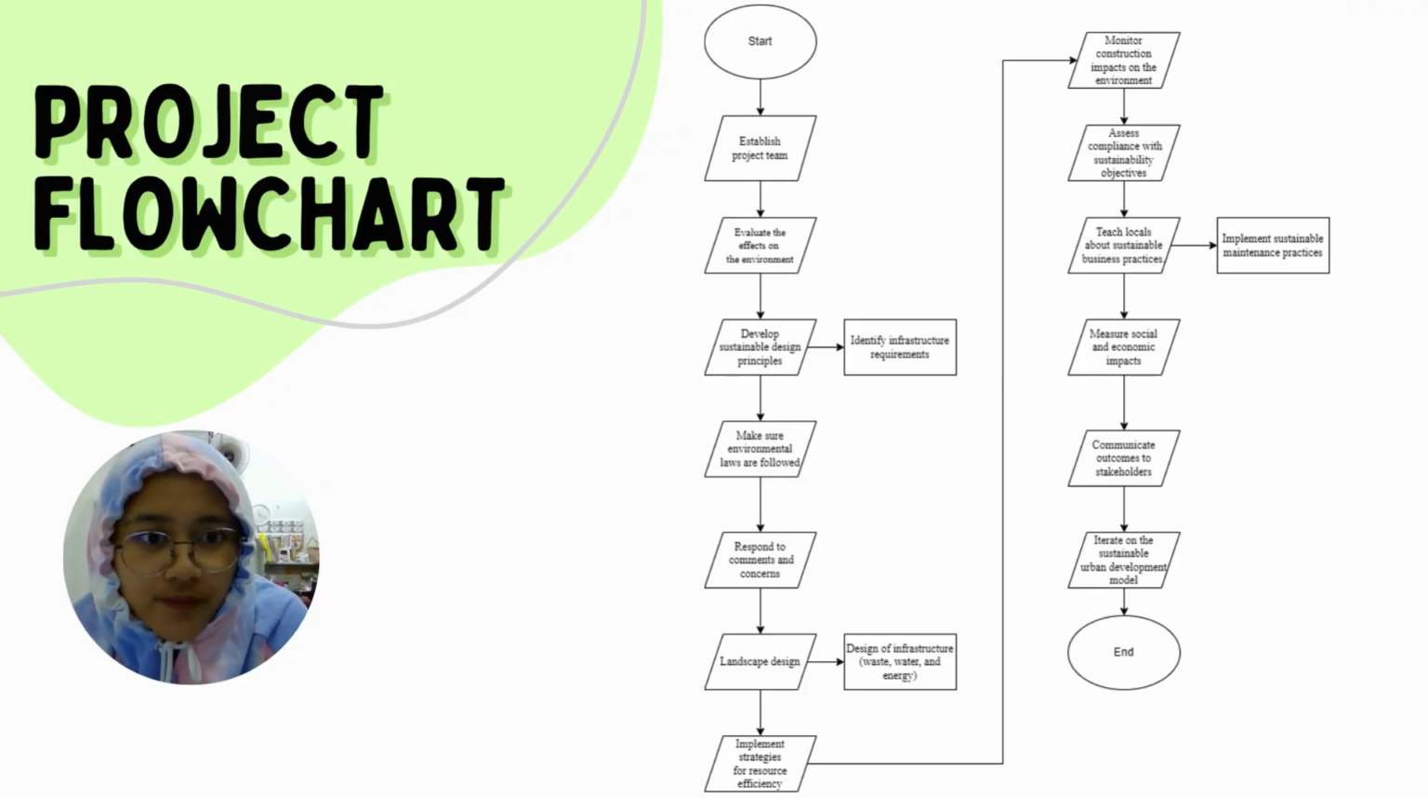So here's our flow chart for this project. Firstly, we establish a project team, evaluate the effect on the environment, develop the sustainable design principles, identify the infrastructure requirements, then make sure the environmental laws are followed, then respond to comments and concerns, and landscape design the infrastructure, implement a strategy for resource efficiency, then monitor construction impact on the environment, assess compliance with sustainability objectives, then teach locals about sustainable business practices and implement the sustainable maintenance practices, measure social and economic impacts, communicate outcomes to stakeholders, iterate the sustainable urban development model, and that's it.